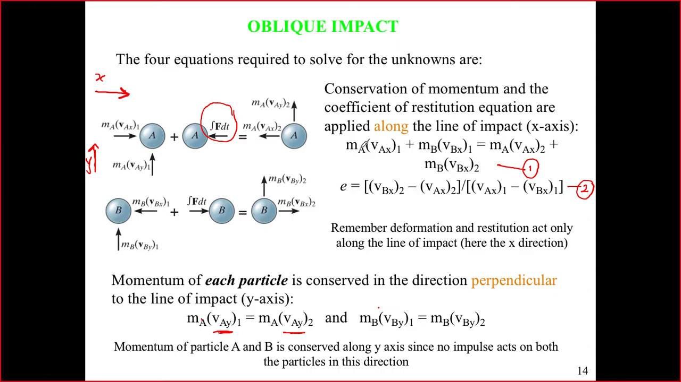Whereas along the line of impact, momentum is conserved for the system of the two particles. This is a little subtle, right? So perpendicular conservation holds for each particle, whereas along the line of impact, conservation holds for the system, for the two particles taken together. So that's the things that we had discussed last time.